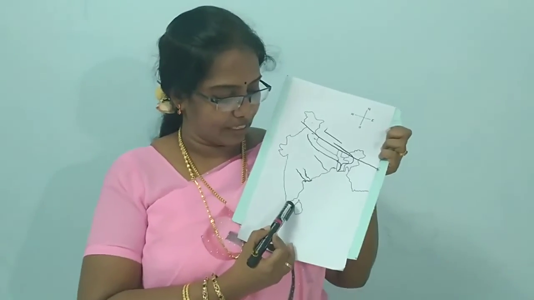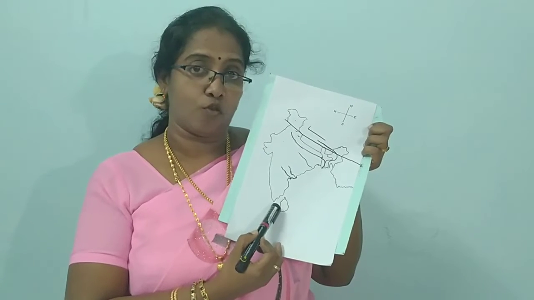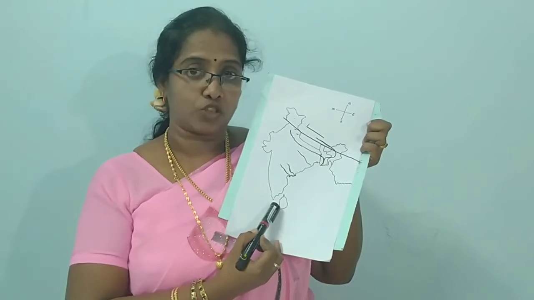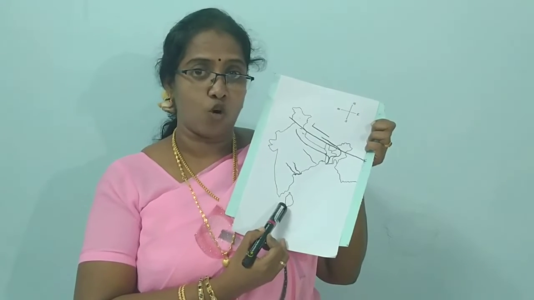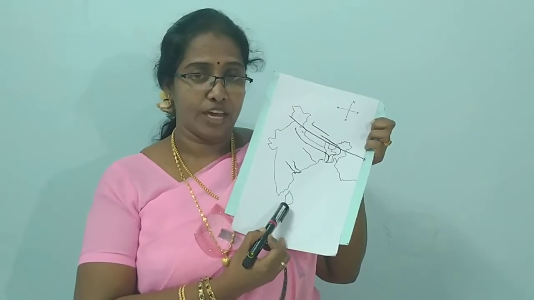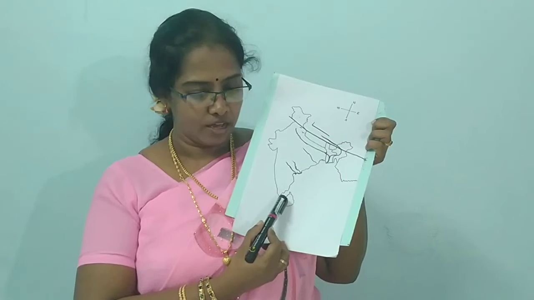Gulf of Mannar. Where is it available, children? I am going to show you. In your book it is given in lesson 1, you can check it. Here is the Gulf of Mannar area. This one falls under the control of UNESCO, one of the biosphere reserves out of 11.